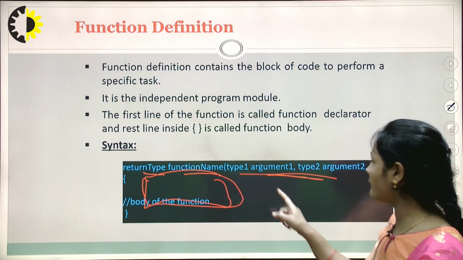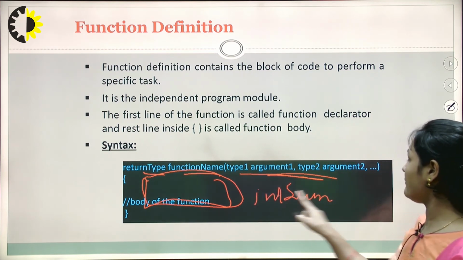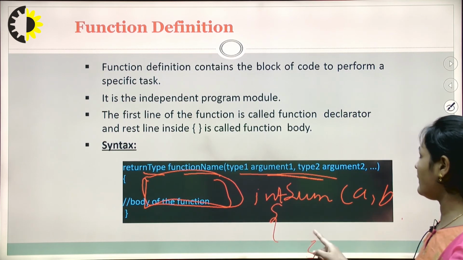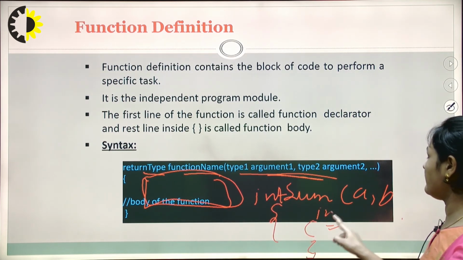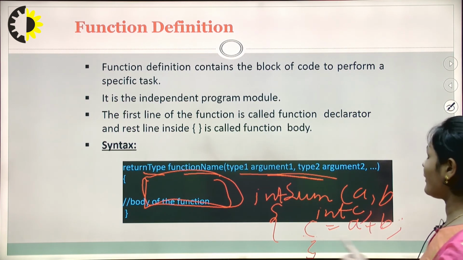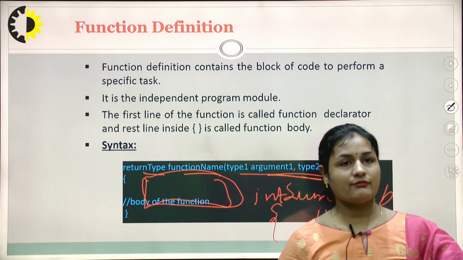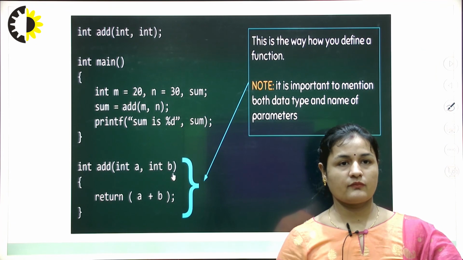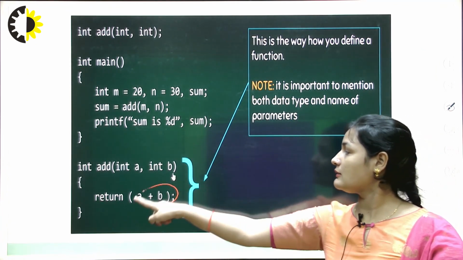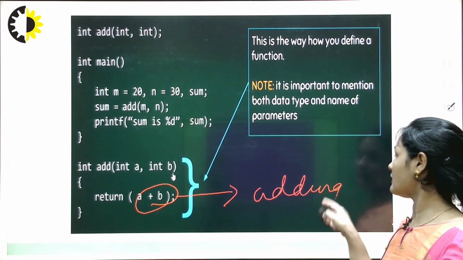For example, if sum is the name of the function, we write int sum(int a, int b), and inside that we write int c; c = a + b. So here the work of the function is to add the two numbers. This is known as the function definition. So this is the program, where this function is used for adding the two numbers.